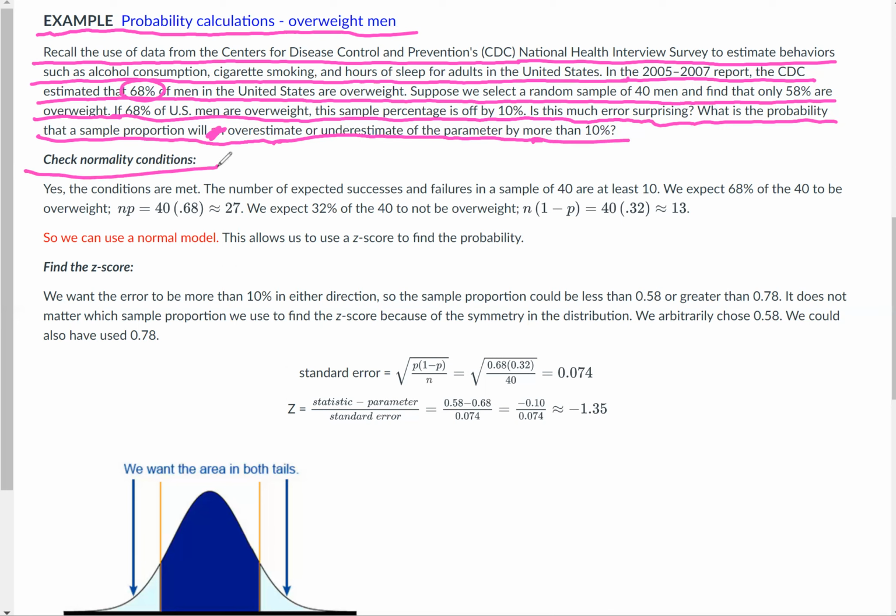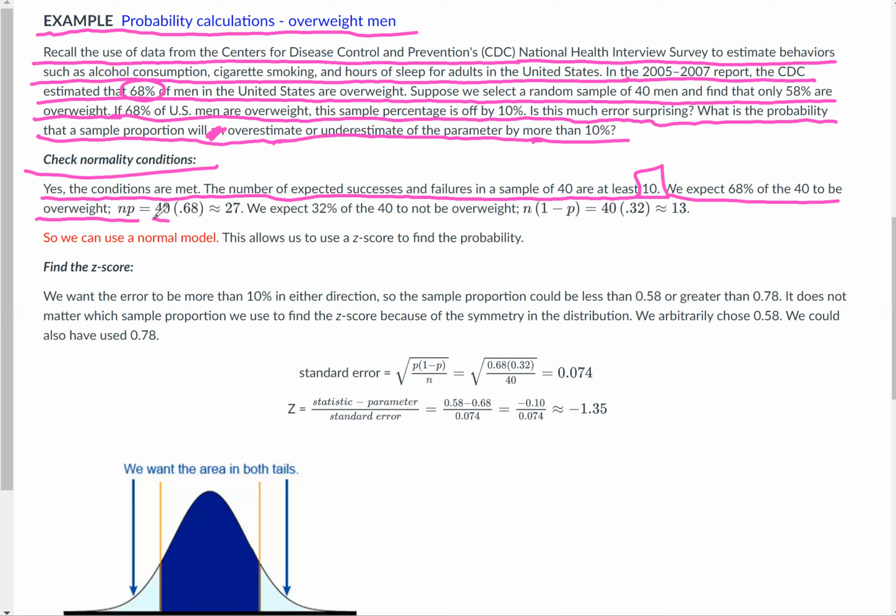Let's check normal conditions. Let's see if this is a normal distribution. If it's normal, we can use z-scores to figure this out. Yes, the conditions are met. The number of expected successes and failures in a sample of 40 are at least 10. We expect 68% of the 40 to be overweight, so we'll do n times p and make sure that's greater than or equal to 10.